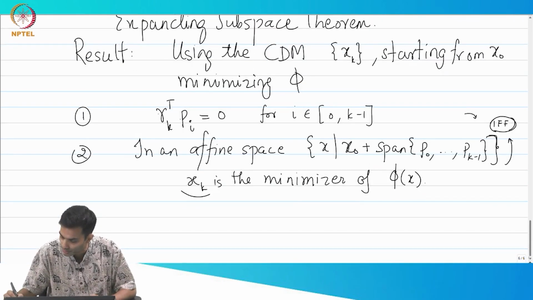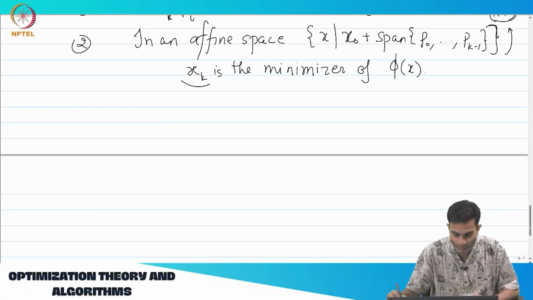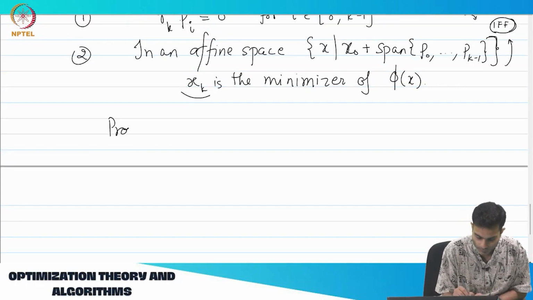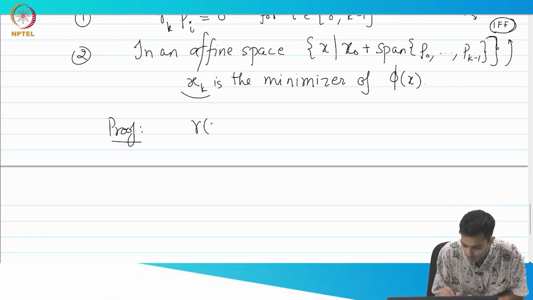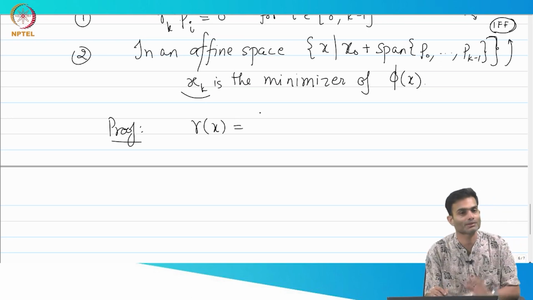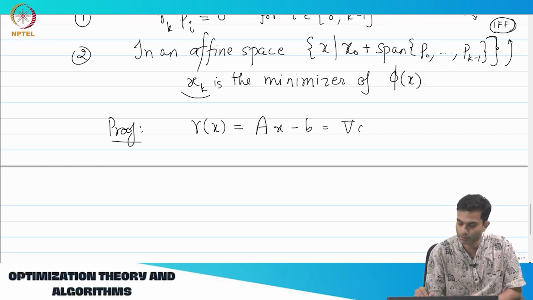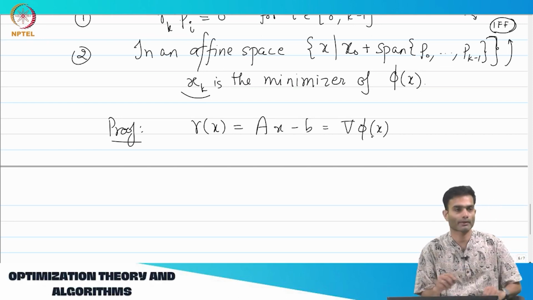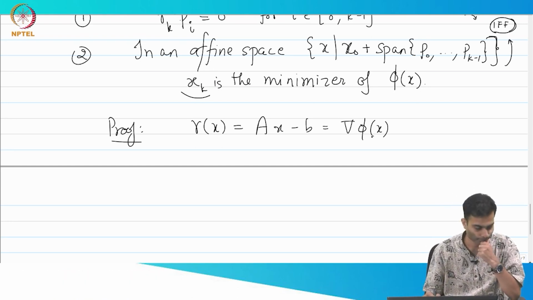I'm going to give you half the proof, just to give you a flavor of it. We already know one thing, that this residual is Ax minus b. Just to remind you, which is also grad phi.